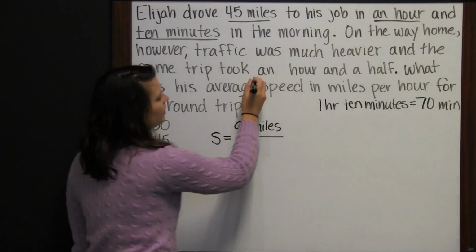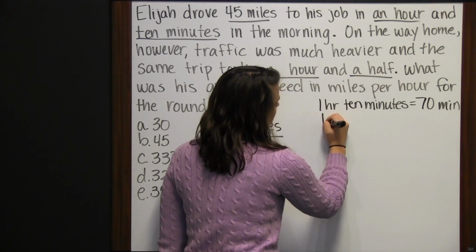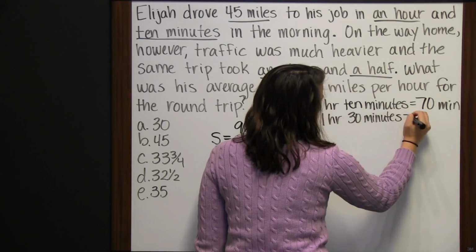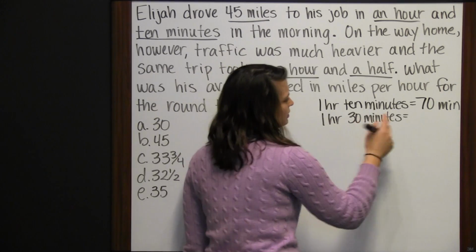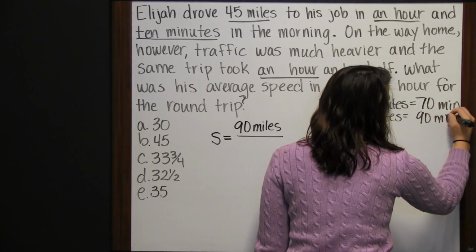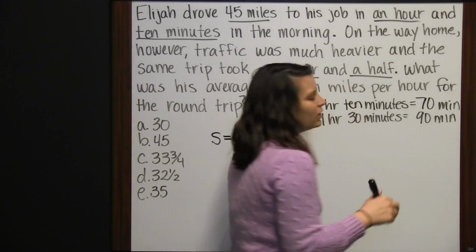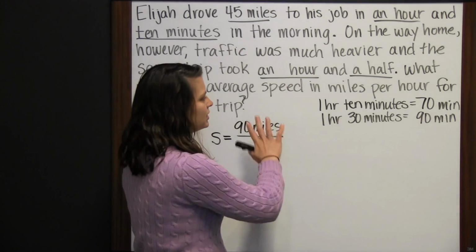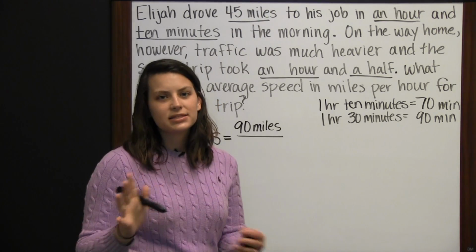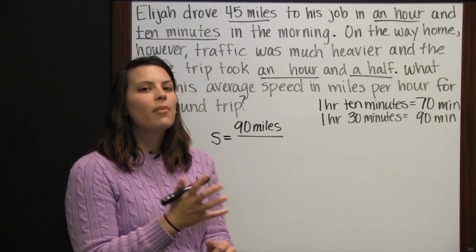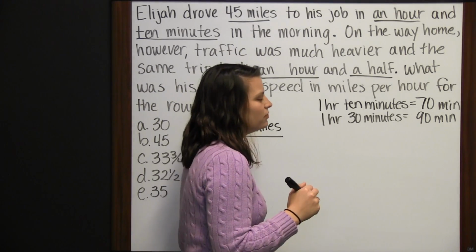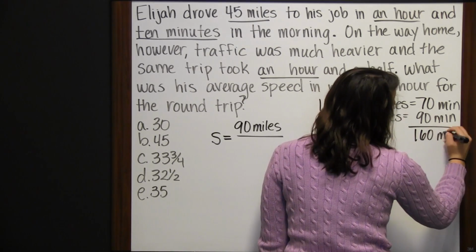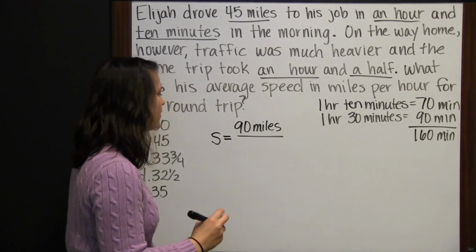Then on the way home, it took him an hour and a half. So 1 hour, 30 minutes. Again, an hour is 60 minutes plus 30 minutes means a total of 90 minutes. And I'm converting the time into minutes just because it makes those units easier to work with. When you've got hours and minutes together, it's easier just to bring them all into that same unit of minutes. So 70 plus 90 is 160 minutes for his total travel time.